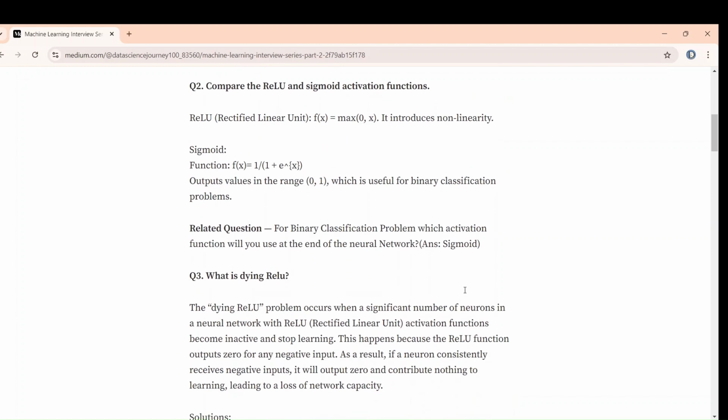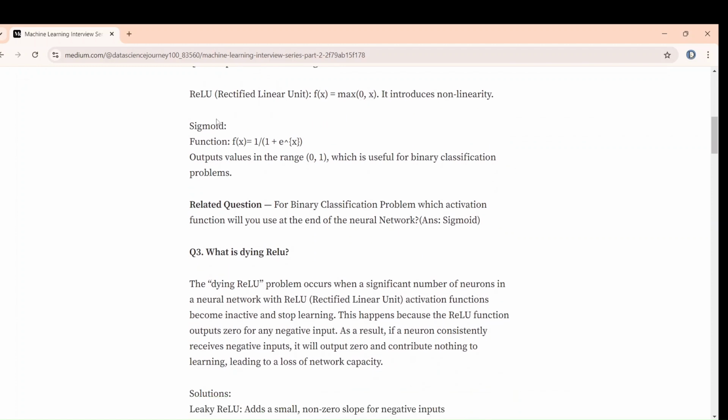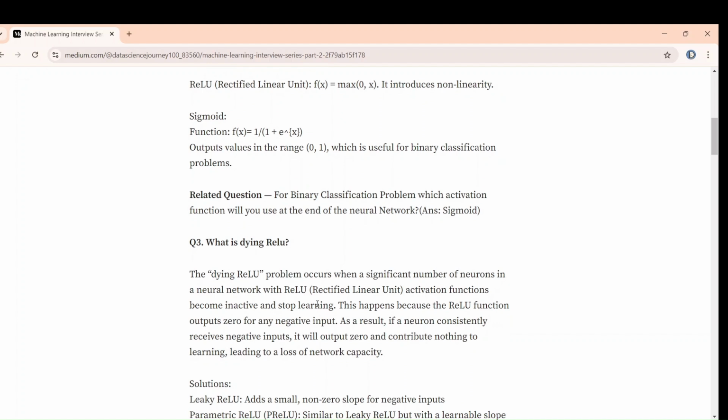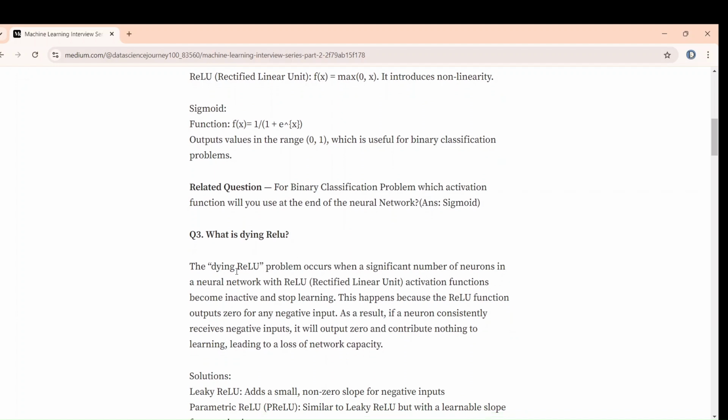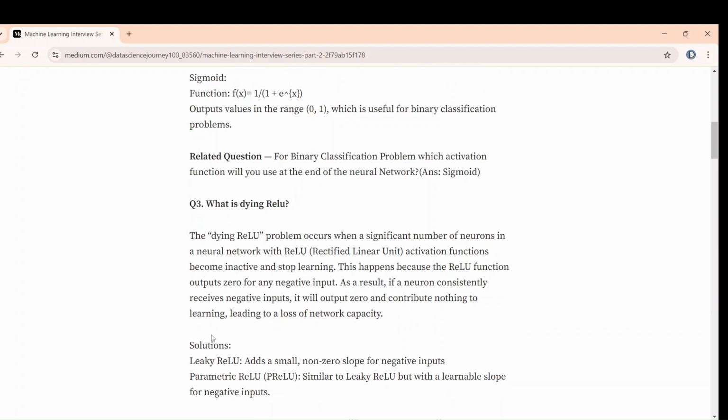Now, what is the dying ReLU problem? The disadvantage of ReLU. Dying ReLU means suppose your output is negative most of the time. In that scenario, ReLU makes them zero. So what is happening? A significant number of neurons are becoming inactive, becoming zero. They stop learning, so it is ultimately dying. As it receives negative inputs, the output will become zero. It will contribute nothing, it will not learn, and it loses its network capacity. That is what is known as dying ReLU.